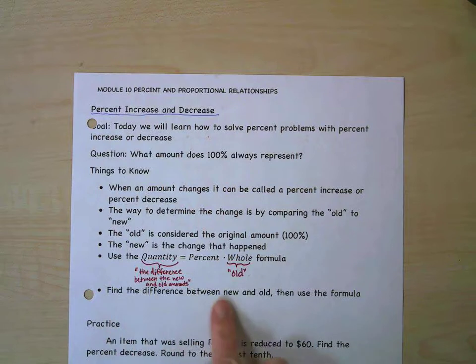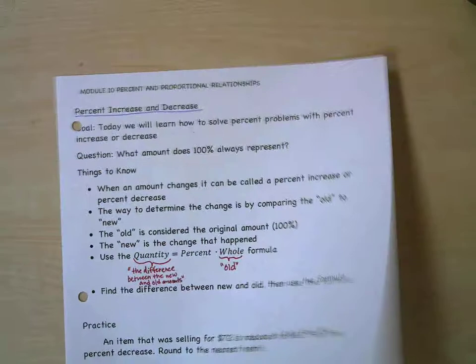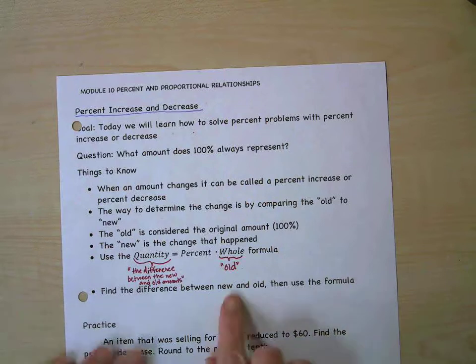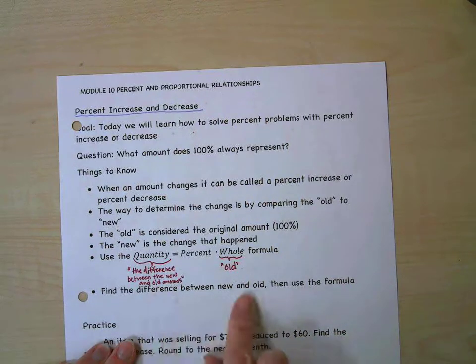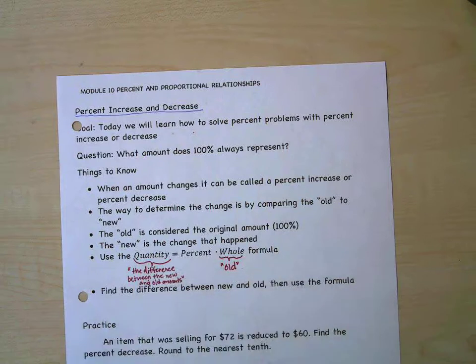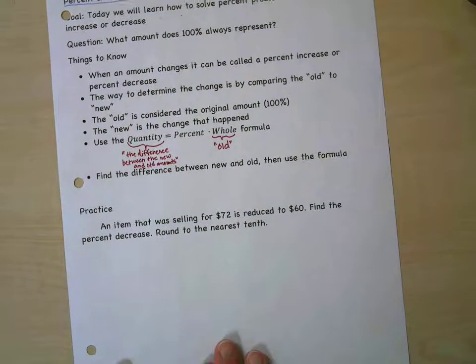And so right here where it says find the difference between the new and the old and then use the formula, what you actually have to do is subtract the new and the old. So you're going to take whichever one it is and find the difference between the two, and then you're going to plug that amount into this formula, and figure out what the percent of change would be.